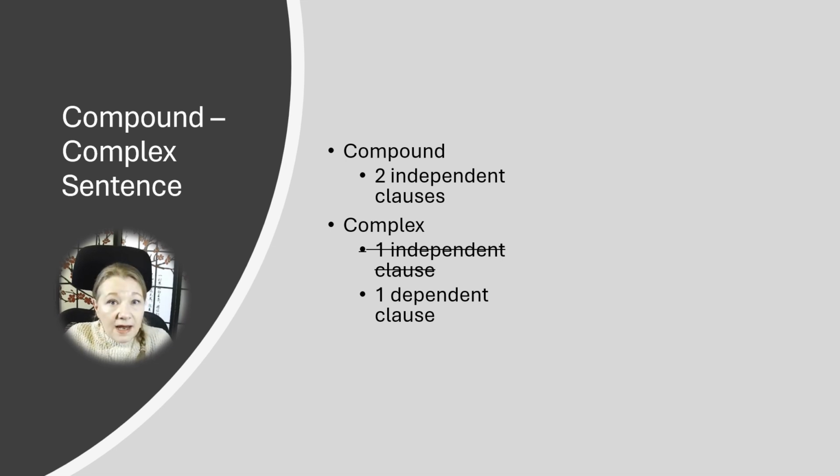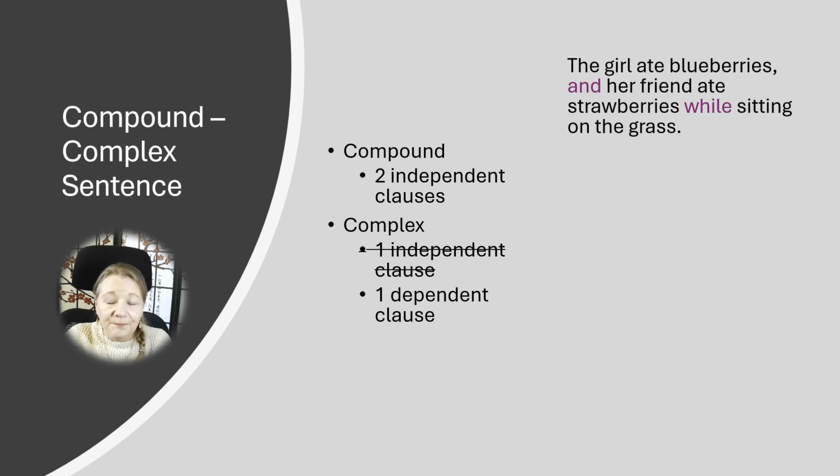Now, what I'm showing here is that the compound sentence requires two independent clauses. The complex sentence only requires one. So that criteria, the one independent clause for the complex sentence, that criteria is met through the two that are required on the compound side. So to make a compound complex sentence, you need at least two independent clauses to meet the compound criteria, and you need at least one dependent clause to meet the complex criteria. Let's look at a few examples of those.